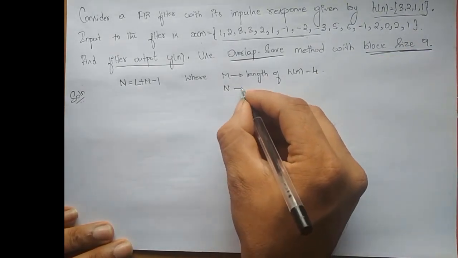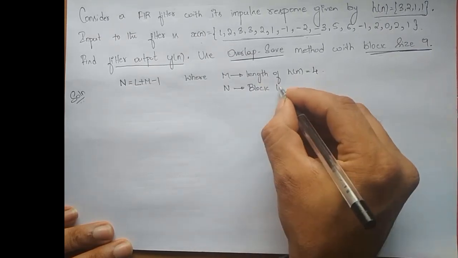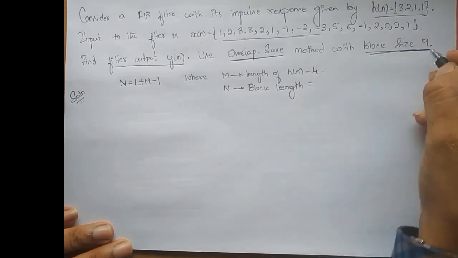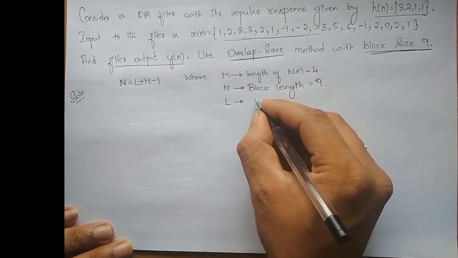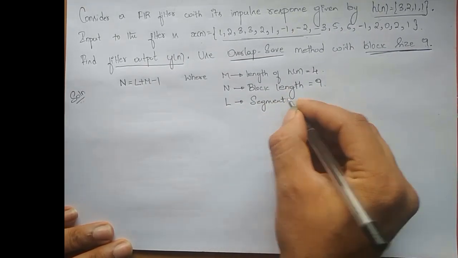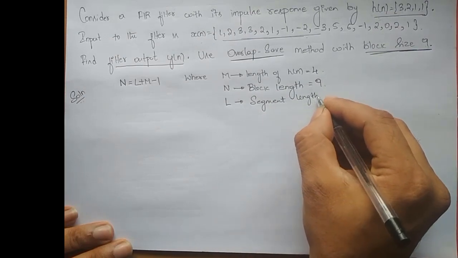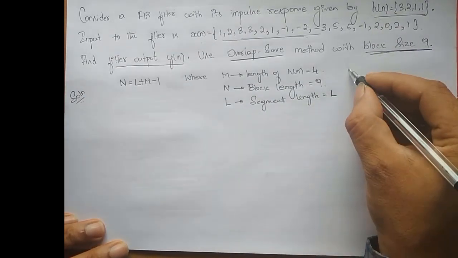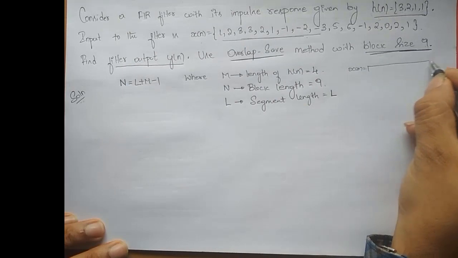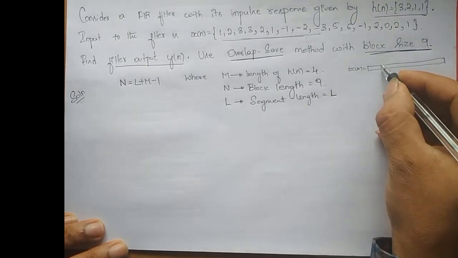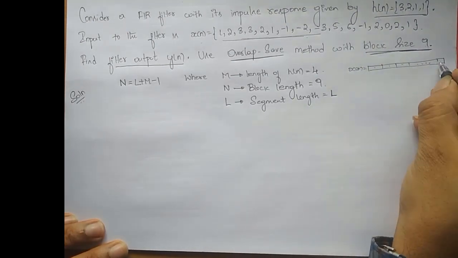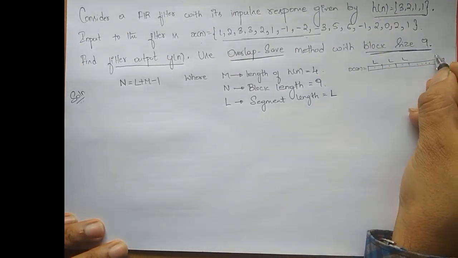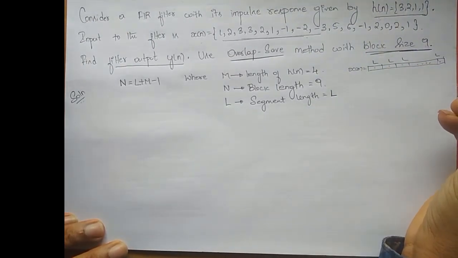And N is the block length, and the block length size is 9. And what is L? L is the segment length. Given a very lengthy input sequence, we have to segment it now. So this is segment 1, segment 2, segment 3, segment 4 of length capital L. So we will do that.